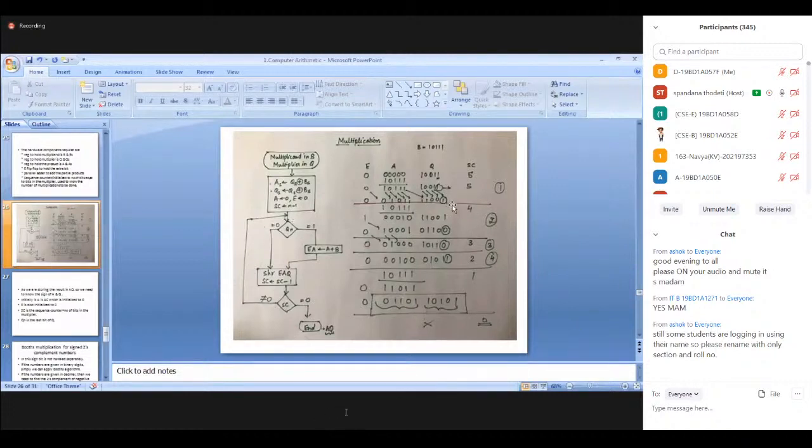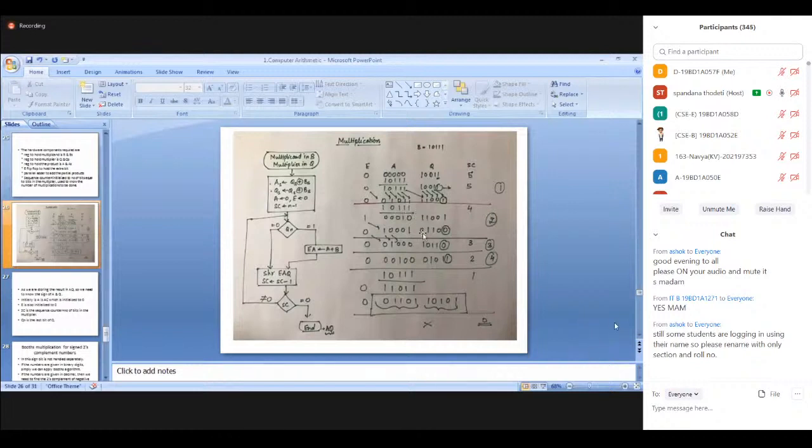Check the value of Qn. Here your Qn is 1. So whenever Qn is 1, just add the content of B to A. Your A is 0, 1, 0, 1, 1. Add the content of B. What is your B? 1, 0, 1, 1. Perform the addition operation.